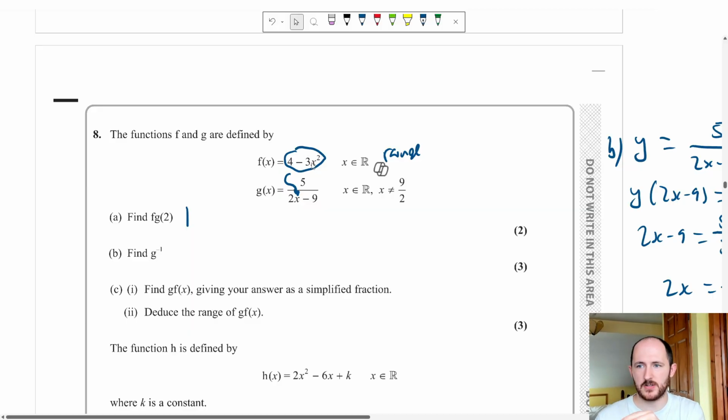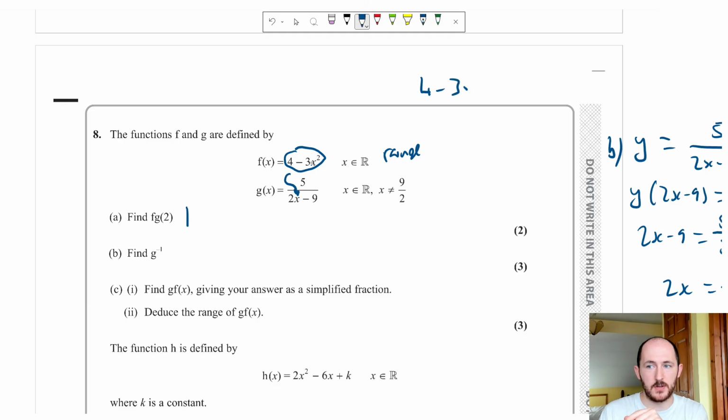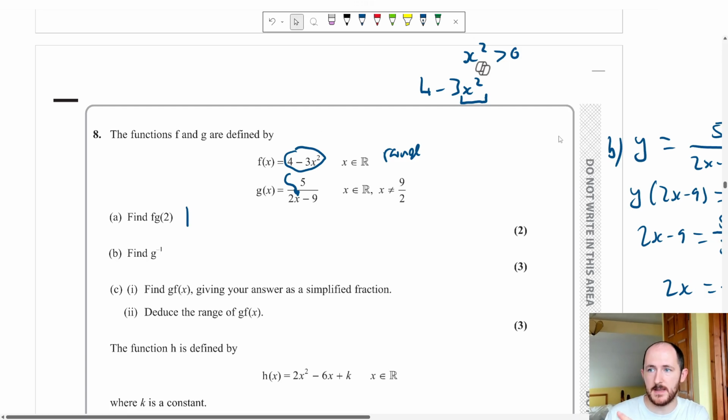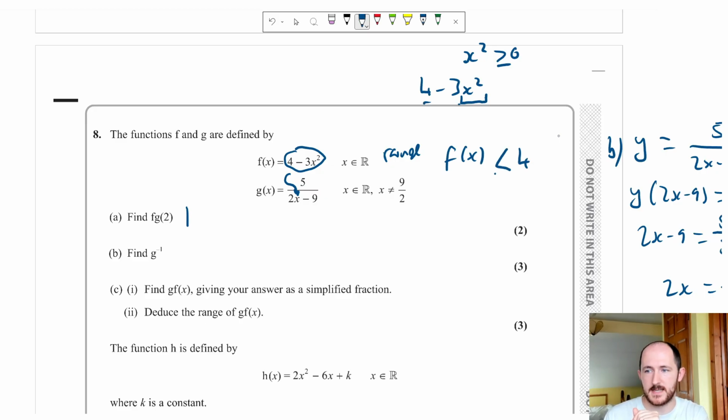Because if we have a look at this function, 4 minus 3x squared, and if you do completing the square, you'll come to the same conclusion as me. What is the range of values for x squared? Well, x squared has to be bigger than 0, right? It can never be negative. Which means the smallest value x squared can be, in fact I should say bigger than or equal to, the smallest value it can be is 0. So if I sub that in, I know that f of x has to be less than or equal to 4.